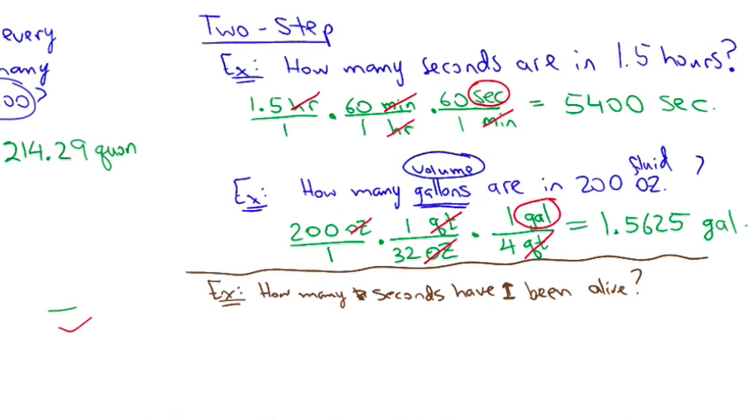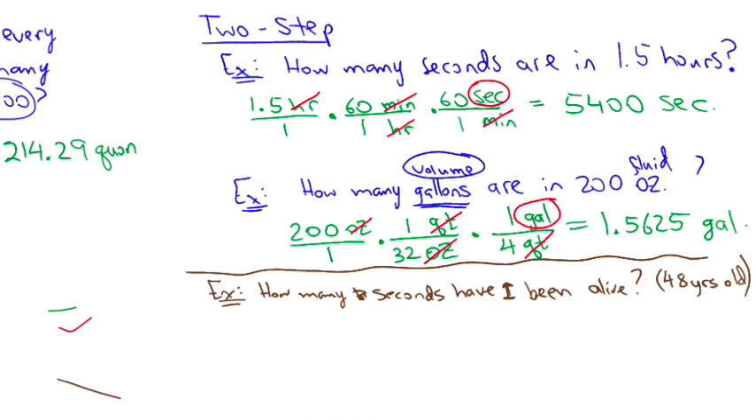How many seconds have I been alive? Now you can do this for your own age, but I'm going to use mine. It'll make the number really big. So, how many seconds, basically, are in 48 years? That sounds like a one-step process, right? I don't think so.